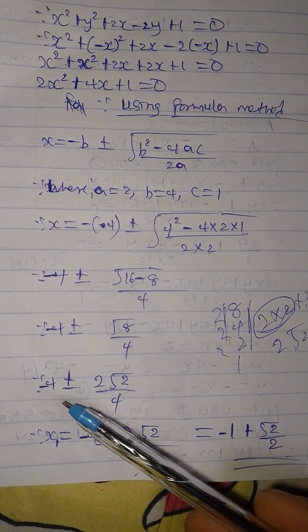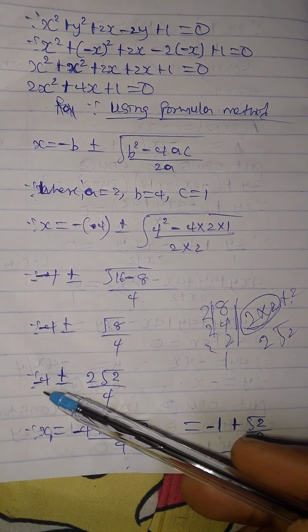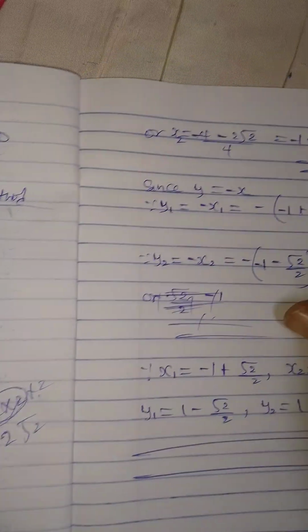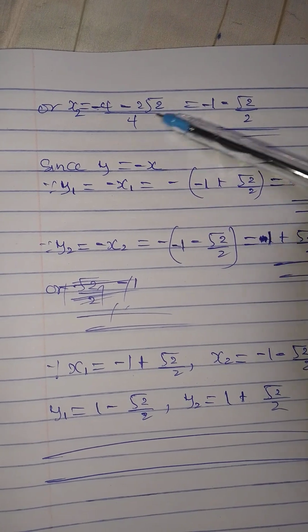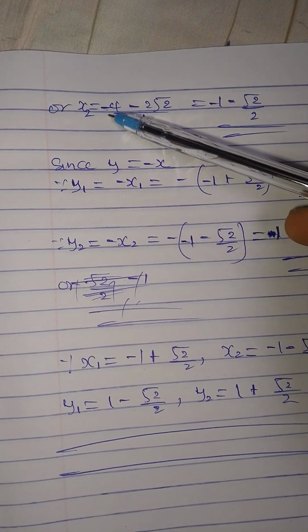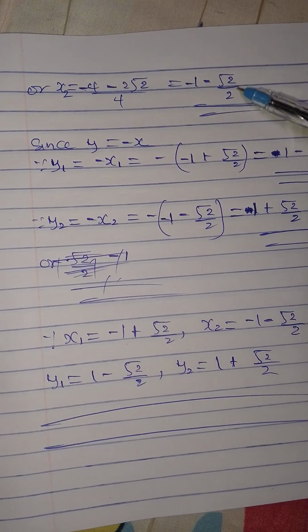So x2 will be equal, since we have used plus, now the next one will be minus. So x2 will be minus 4 minus 2 square root of 2 over 4. So you have the same thing. Minus 4 divided by 4 gives me minus 1. So 2 into 4 gives me what? Minus square root of 2 over 2.